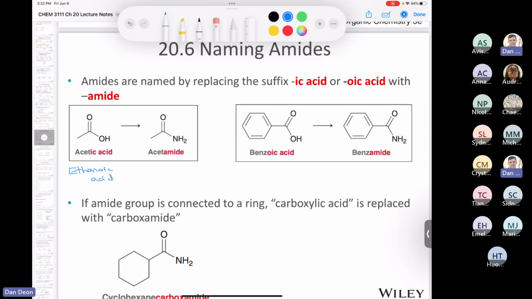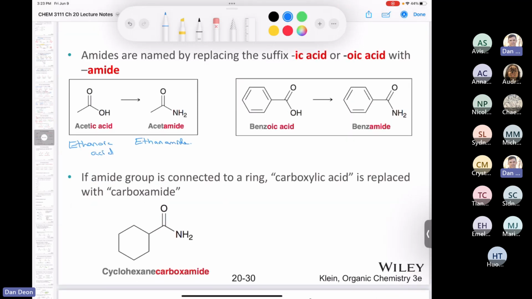And so the systematic name of the amide would be ethanamide, right? Then benzoic acid becomes benzamide. If you have the amide attached to a ring, it becomes a carboxamide, so cyclohexane carboxamide. That's a rule that you just kind of have to stick in your brain, the whole carboxamide thing.